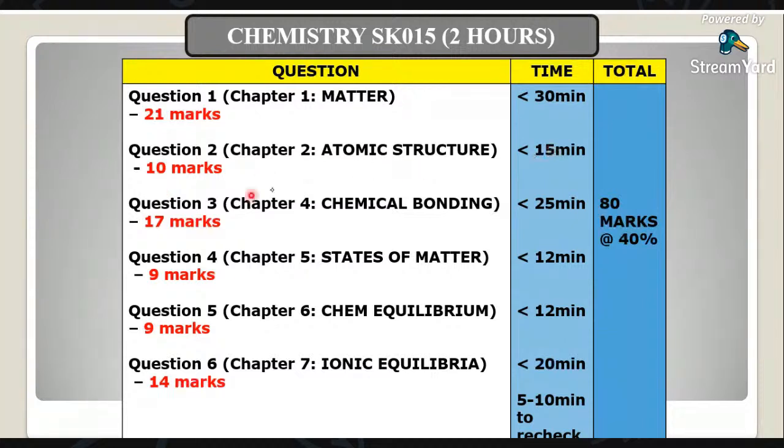Question 3 is from chapter 4, the chemical bonding, 17 marks, and you can take less than 25 minutes. Question 4 is from chapter 5, states of matter, 9 marks. Question 5 is from chapter 6, chemical equilibrium, both 9 marks. So the suggested time is less than 12 minutes.